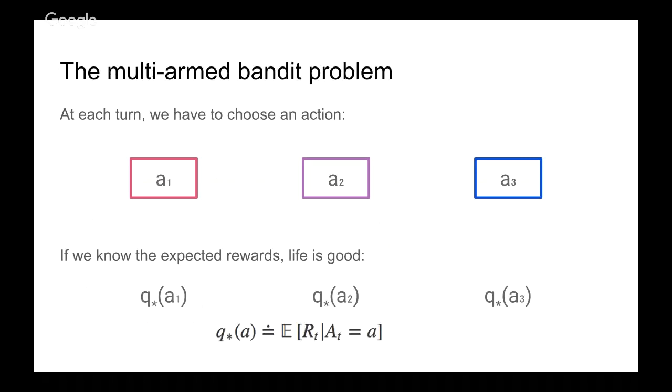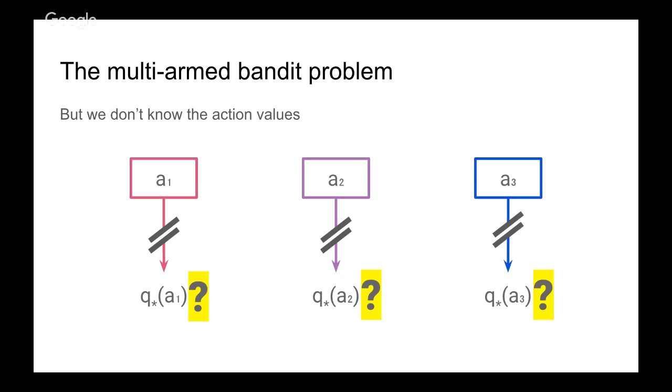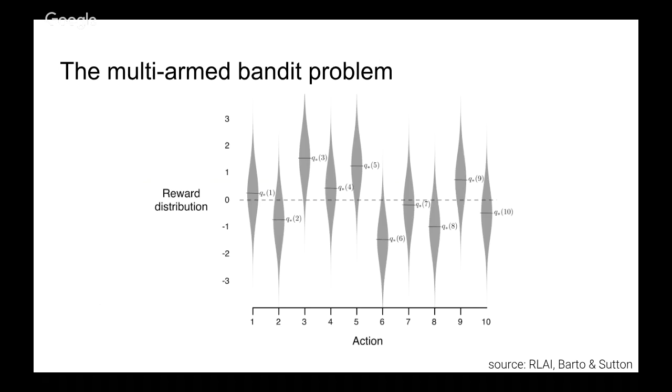So at each time we choose an action, and if we know the expected reward, here I wrote it Q star, I'm not sure if it's denoted like that in the lecture, but if we know exactly the expected reward from each machine, we know of course which action to take. We take the one with the highest expected reward. But the problem is that we don't know the action values. So that's an example of a multi-arm bandit problem.